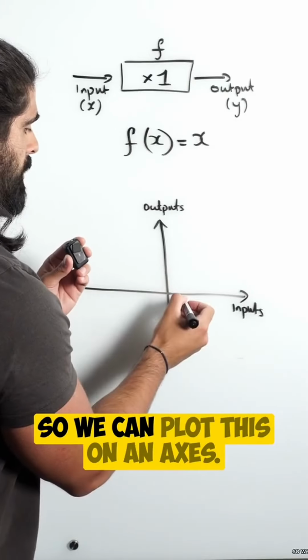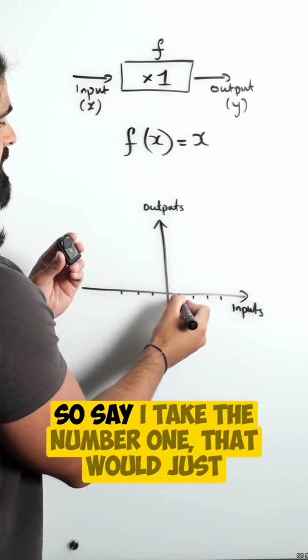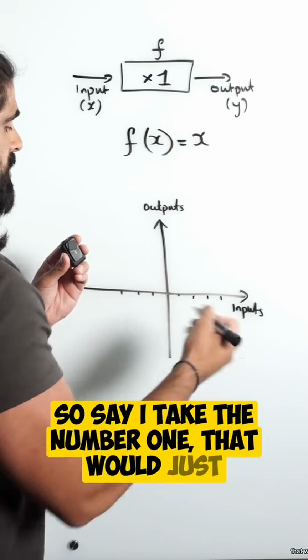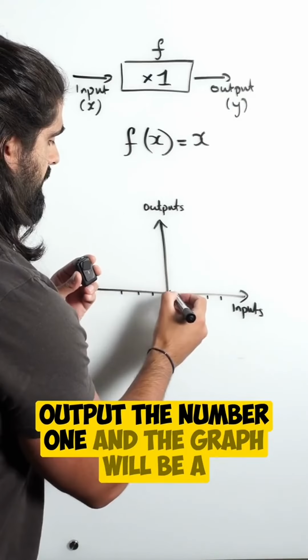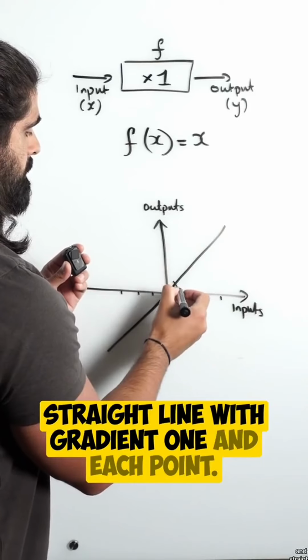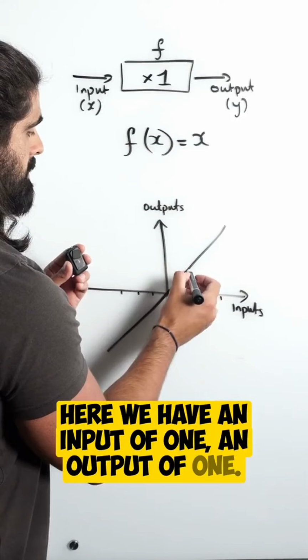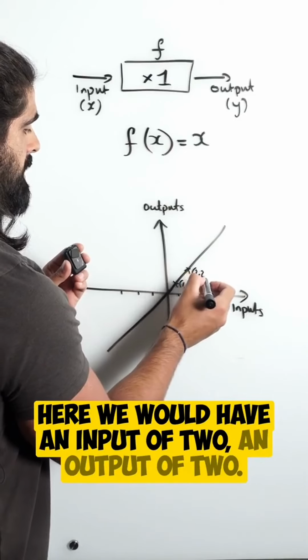So we can plot this on an axis. So say I take the number 1, that would just output the number 1, and the graph will be a straight line with gradient 1. And each point here, we have an input of 1, an output of 1. Here we would have an input of 2, an output of 2.